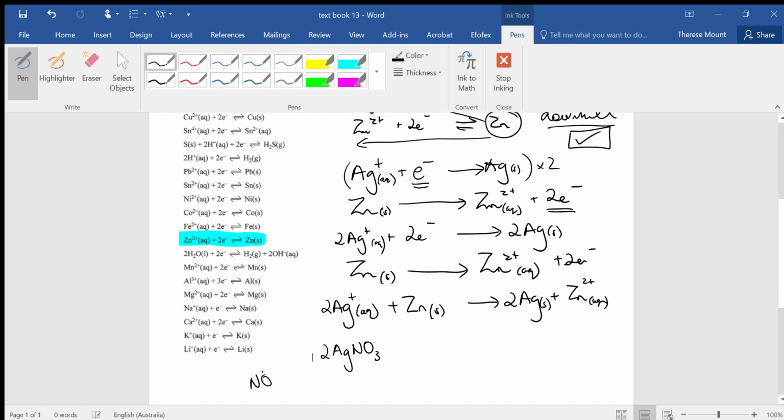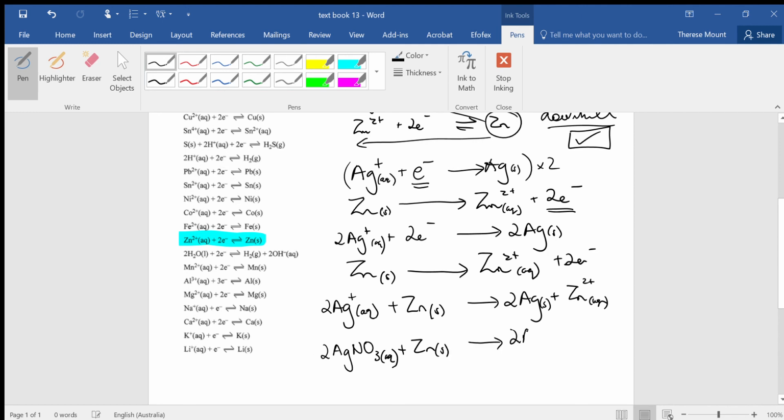So just remember the valency of nitrate is a -1, and so because silver is a +1, our formula is just a 1-to-1 ratio. We had 2 of them when we balanced, so we had 2 silver, which means we have to have 2 nitrate. So if you pop a 2 there, that's completely fine. And we've got our zinc solid, and that's all aqueous there.